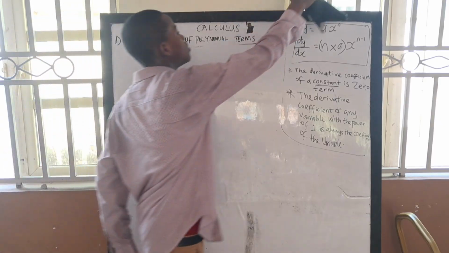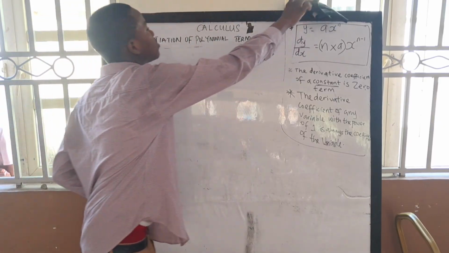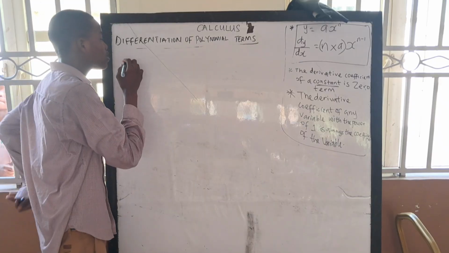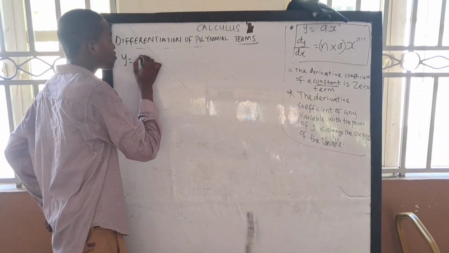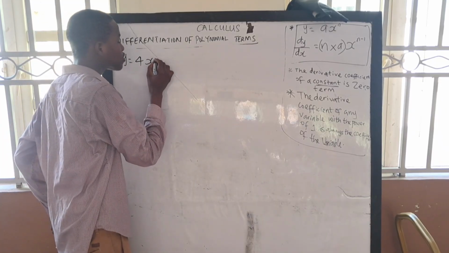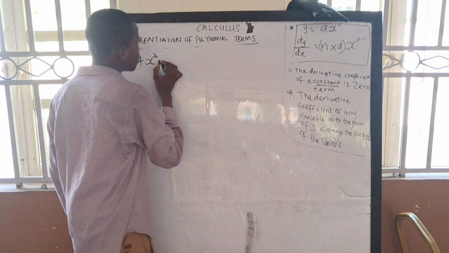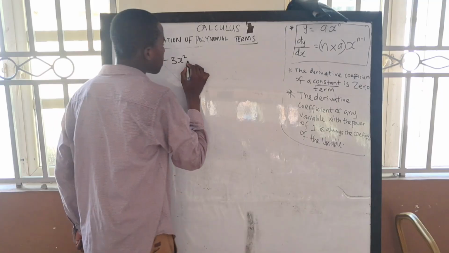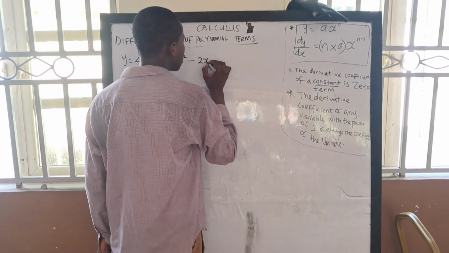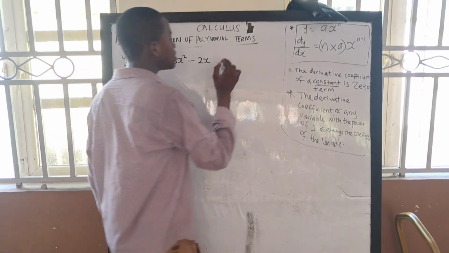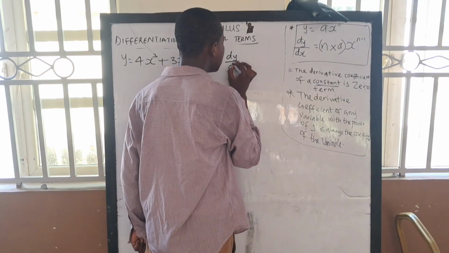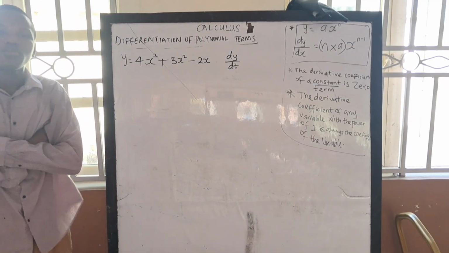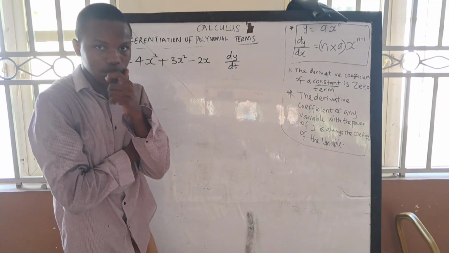Now, I'm moving to a technical question. If you have a question like this, y equals 4x cubed plus 3x squared minus 2x, I will have to find dy/dt. Find dy/dt. Now, in this question, t is not given, right?